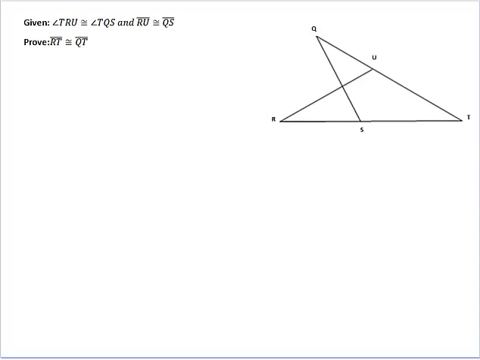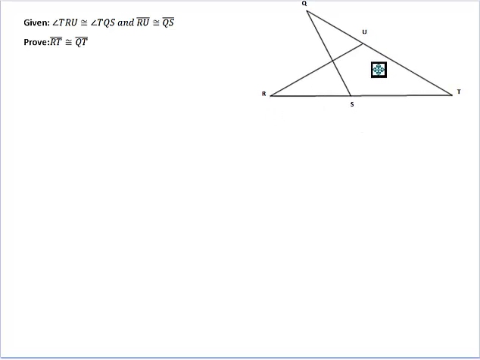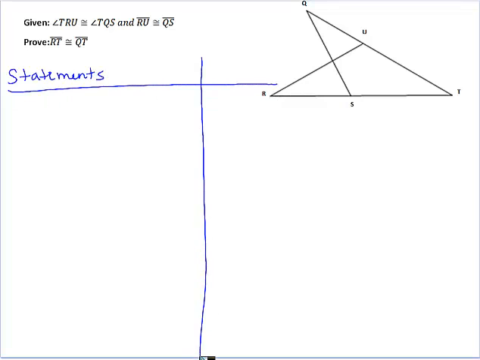Given angle TRU is congruent to angle TQS and RU is congruent to QS, we want to prove that RT is congruent to QT. So we'll do a two-column proof for this one. I'll just move this diagram up a little so we have some more room to write. Two-column means that our first column is statements, the second column is reasons, and we always start off with the given. So we are going to copy down the given.